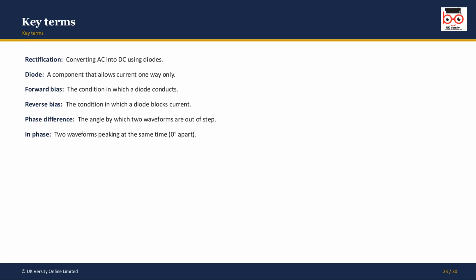Let's collect the key terms from this section. Rectification is converting AC into DC using diodes. A diode is a component that allows current one way only. Forward bias is the condition in which a diode conducts, and reverse bias is when it blocks. Phase difference is the angle by which two waveforms are out of step, and in phase describes two waveforms that peak at the same time, 0 degrees apart.